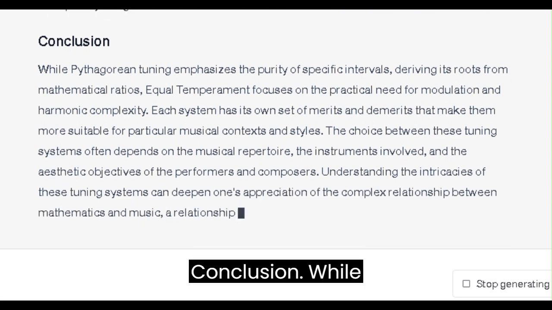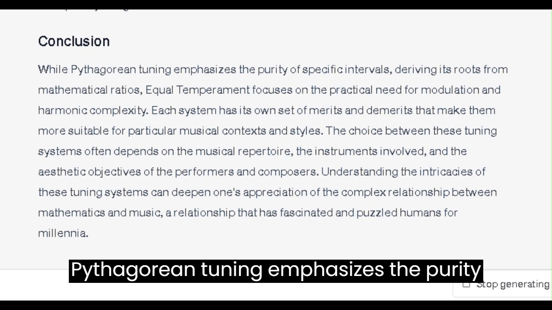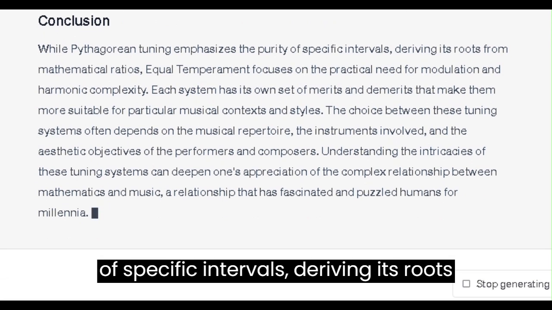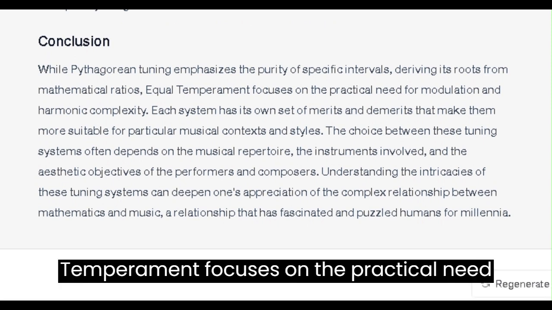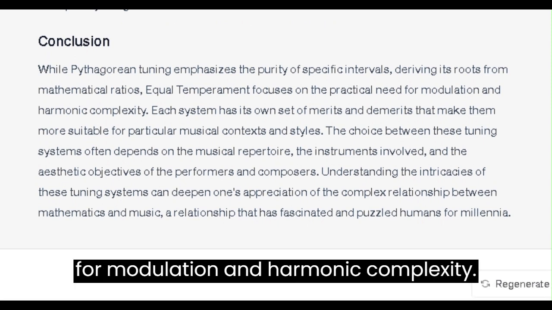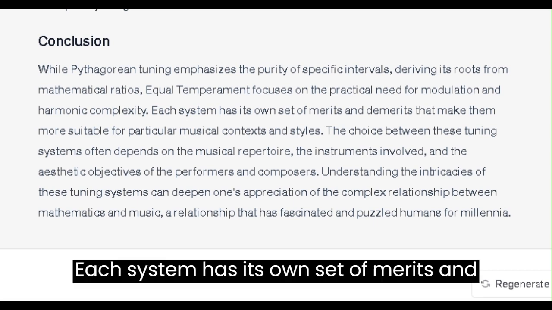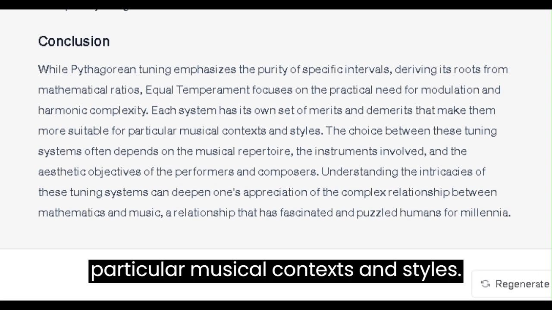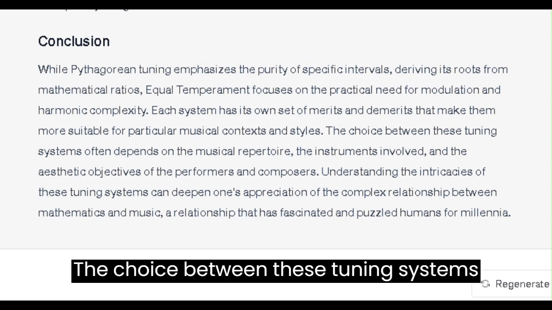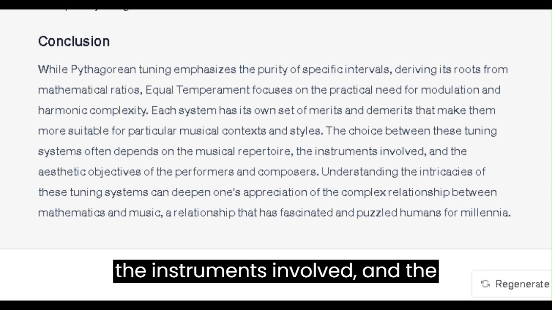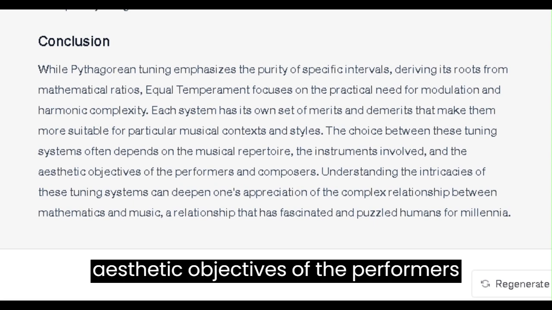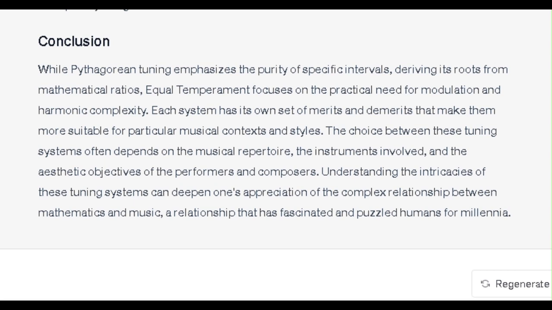Conclusion. While Pythagorean tuning emphasizes the purity of specific intervals, deriving its roots from mathematical ratios, equal temperament focuses on the practical need for modulation and harmonic complexity. Each system has its own set of merits and demerits that make them more suitable for particular musical contexts and styles. The choice between these tuning systems often depends on the musical repertoire, the instruments involved, and the aesthetic objectives of the performers and composers.